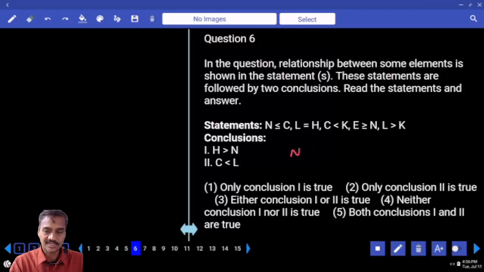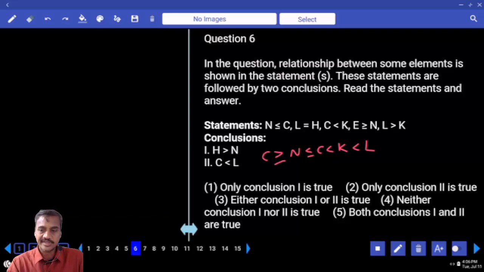And the next one: N ≤ C < K, L > K means K < L, and N ≤ C means C ≥ N, and L = H. Then H and N: N < H, H > N. And next one, C and L. Now C and L, greater than and less than, two opposite symbols, no relation. Hence what is your answer here? Must be C and L.